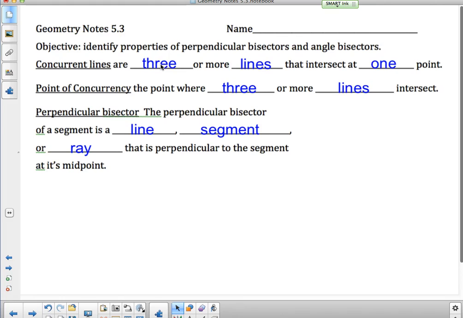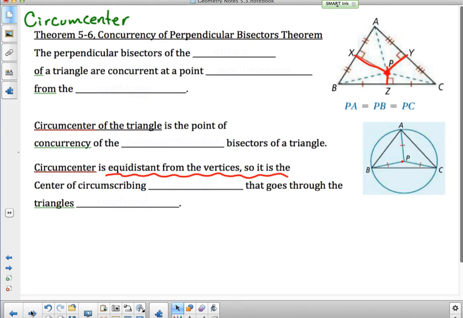Now, as we're moving on, we're learning about a point of concurrency today called the circumcenter. Please put this on top of theorem 5.6 there in your notes. It is the point where, if I were to take a compass and put the pointy part on my point of concurrency, the circumcenter, and extend my drawing portion out to a vertex of the triangle, I could spin it around and I would circumscribe the triangle, coming in contact with all the vertices of the triangle in the circle.